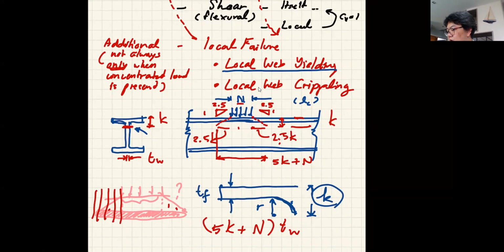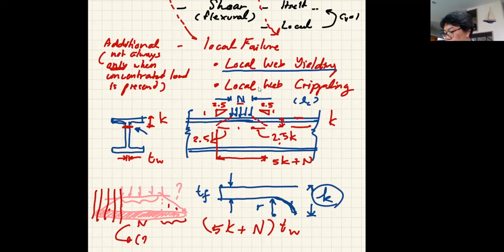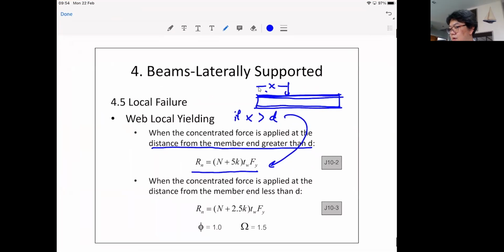That is why when the load is too near the end of the beam, you will only have the area from one side and then the end. So that's why it becomes 2.5k plus N when your concentrated load is near the end of the beam. Okay, the key is to locate the load.